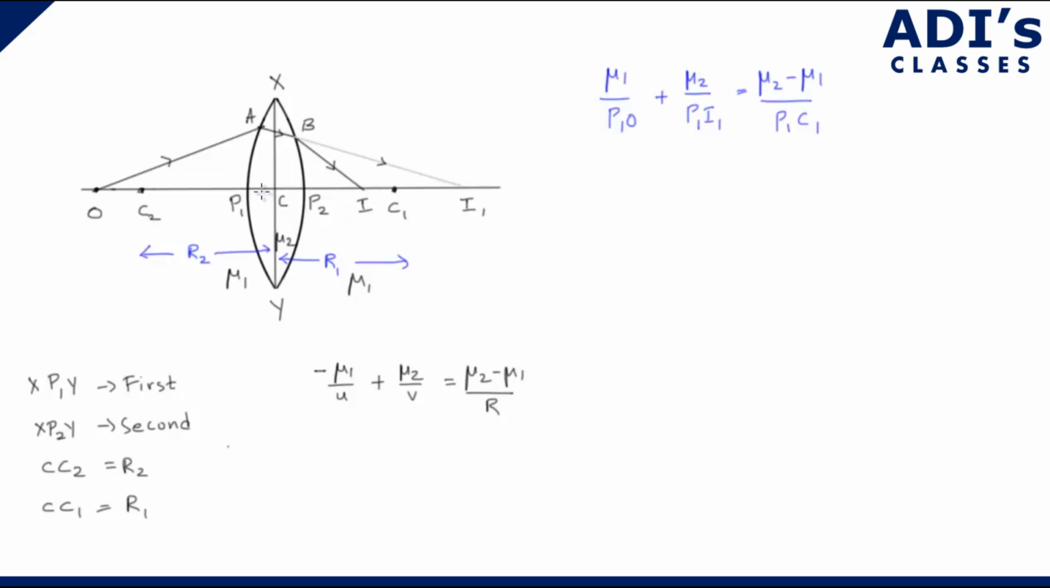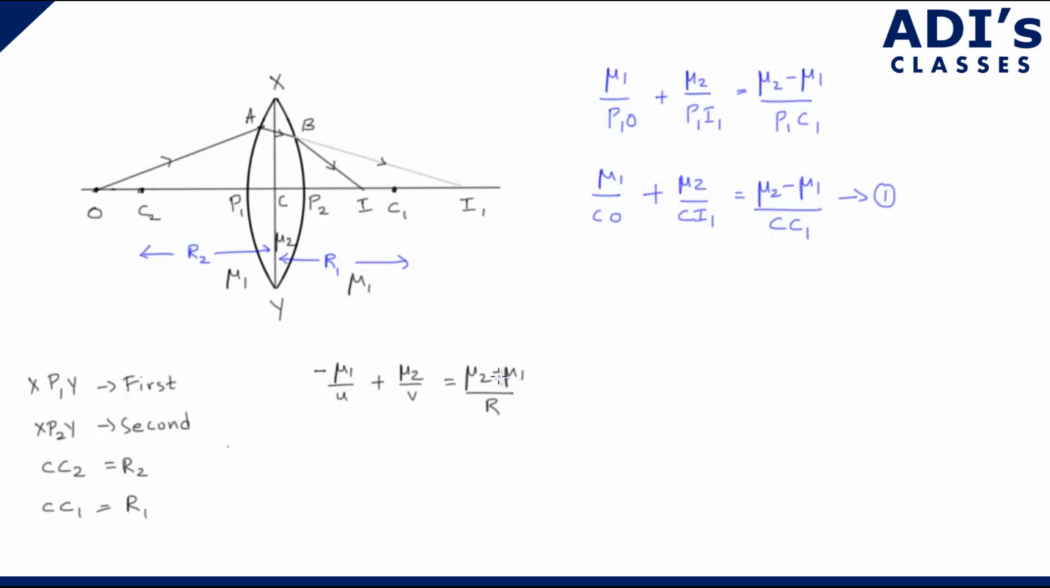Now all the distances are measured from the center, and since P1 and C are very close to each other, we might as well write P1O as CO. So we have mu1 divided by CO plus mu2 divided by CI1 is equal to mu2 minus mu1 divided by CC1. Okay, so we have this particular equation. Call this equation number 1.